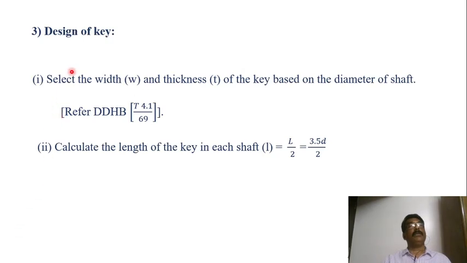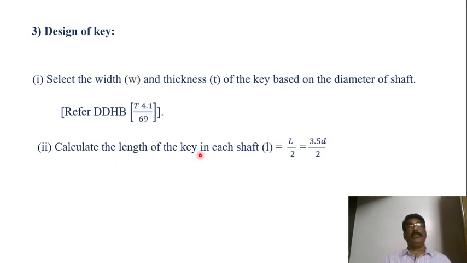Now coming to the third step, that is the design of the key. First of all, you will have to select the width and thickness of the key based on the diameter of the shaft. For this, we will have to refer to the design data handbook, table 4.1, page number 69, and its value of W and T, that's width and thickness, depends upon the diameter of the shaft. So whatever value of small d we have calculated earlier, refer for that particular diameter and find out the W as well as the T of the key.